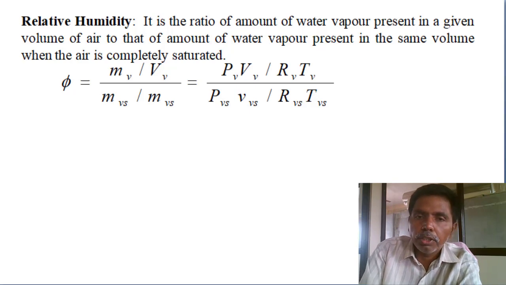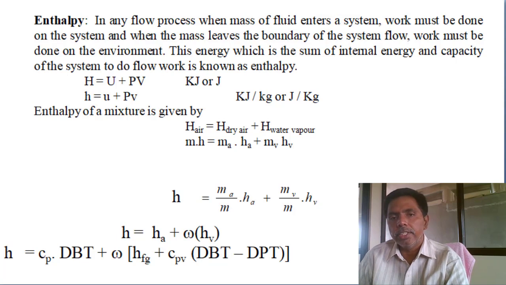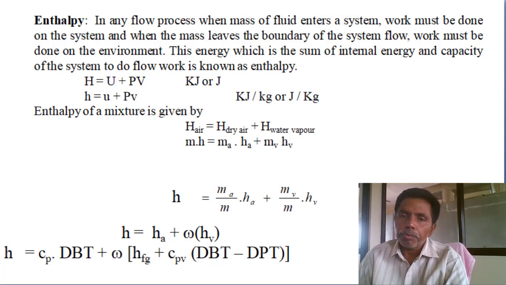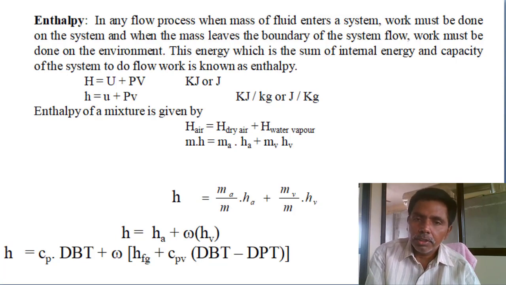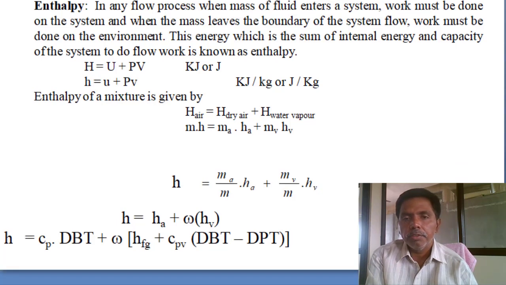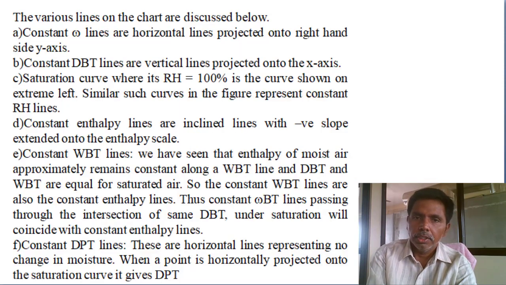This relative humidity is also a major driving force for the design of the air conditioning system. Enthalpy, we know, is internal energy plus flow work. How are we determining the enthalpy of air? Enthalpy of dry air plus enthalpy of water vapor. Or by using the psychrometric chart we can directly calculate the enthalpy. This is the psychrometric chart representation. I will directly show the psychrometric chart. It is easy for explanation.